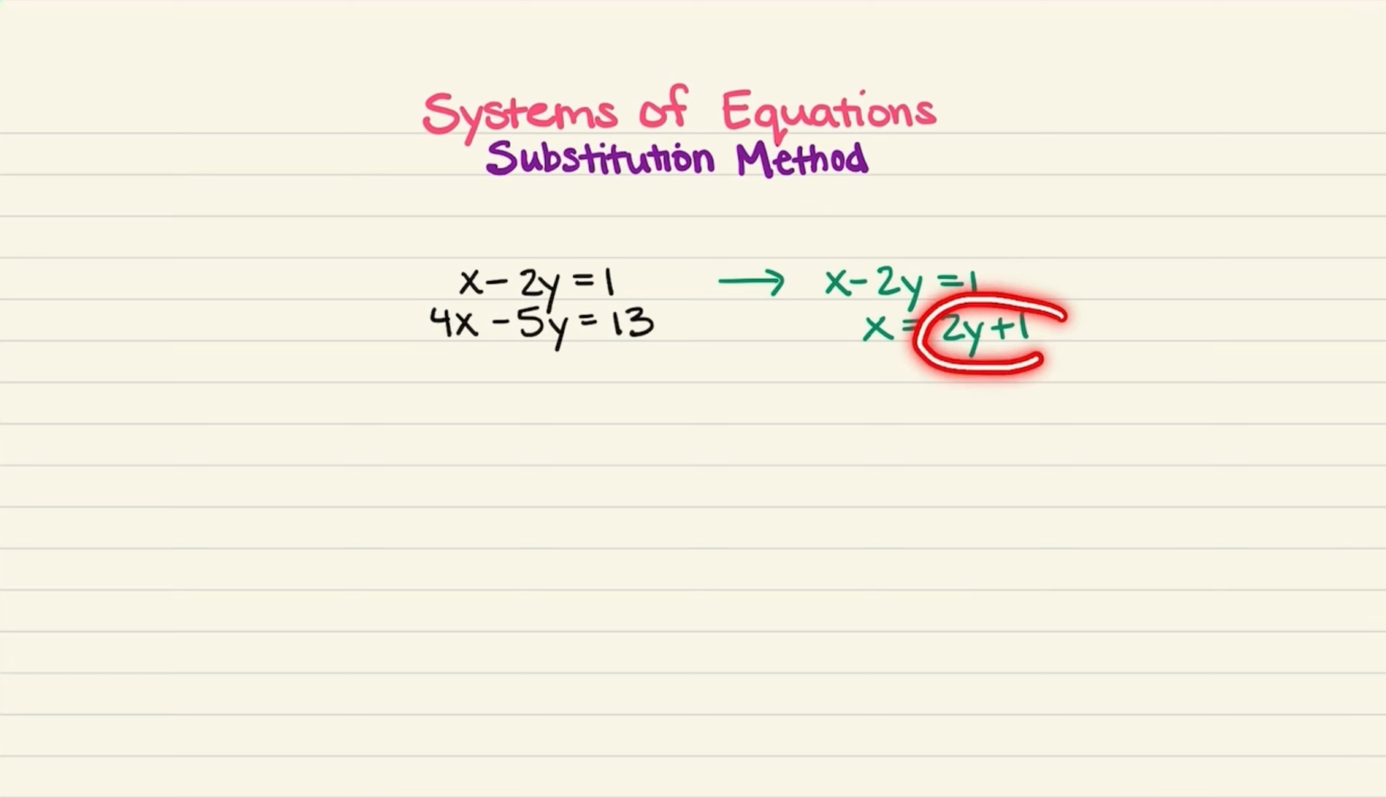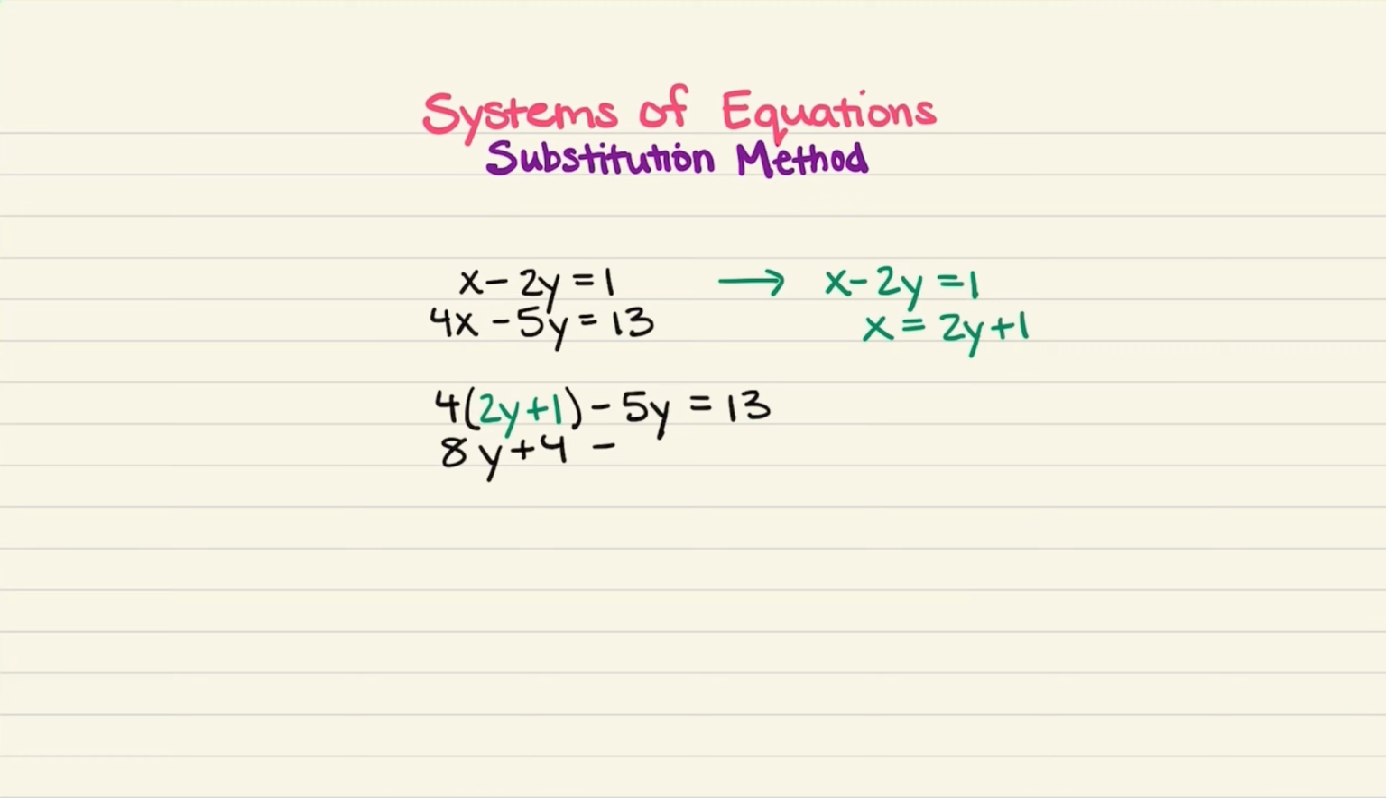So now we're going to take 2y plus 1 and plug it into x in this bottom equation because that is what x equals. So 4 times 2y plus 1 minus 5y equals 13. Distribute and get 8y plus 4 minus 5y equals 13. Combine like terms. We get 4 plus 3y equals 13. From 8y minus 5y, we got 3y.